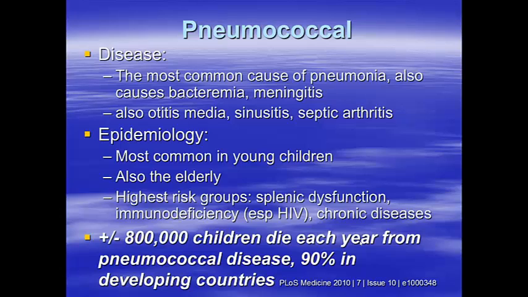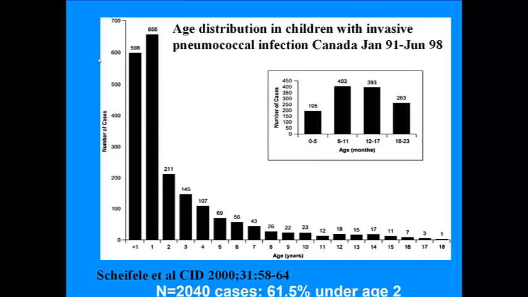There's some risk factors for severe pneumococcal disease, including no spleen, immunodeficiency, chronic diseases. So there's still a lot of deaths due to pneumococcal disease, and particularly in fact in developing countries where there may be no pneumococcal vaccine program. Here's the age distribution of pneumococcal disease in Canada. You can see it affects the children under 1 year of age and 1 to 2 years of age most commonly. And after that, the incidence goes down.